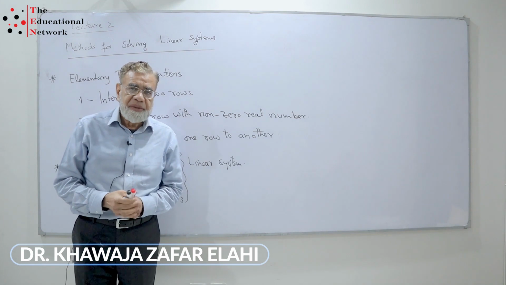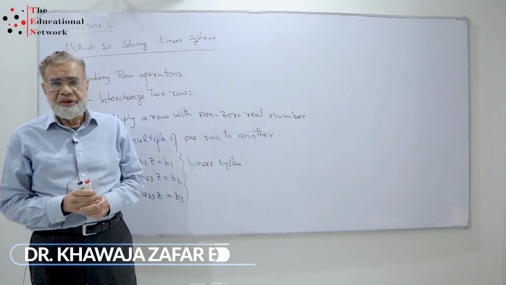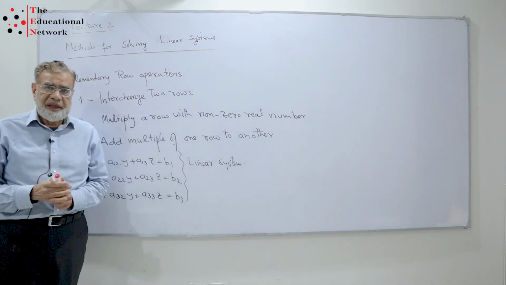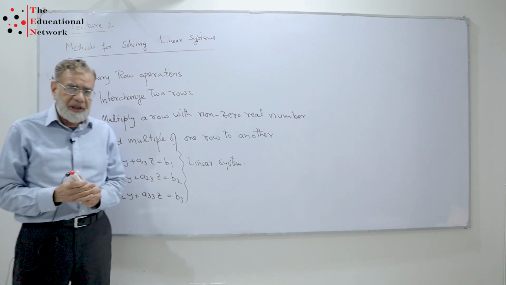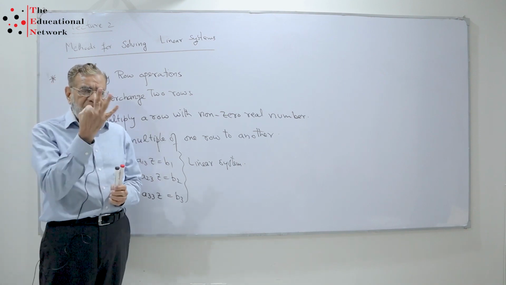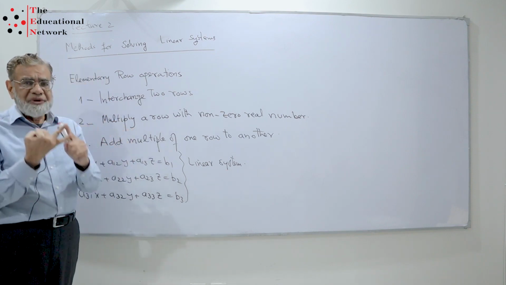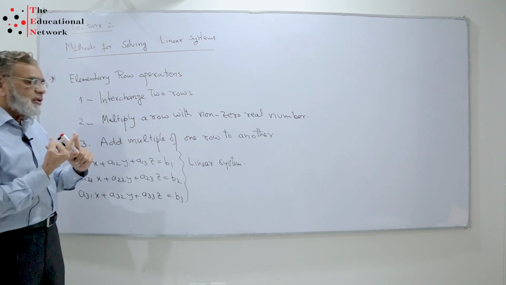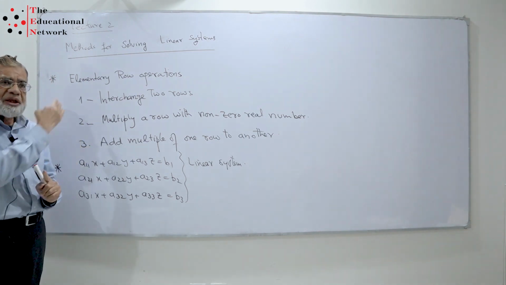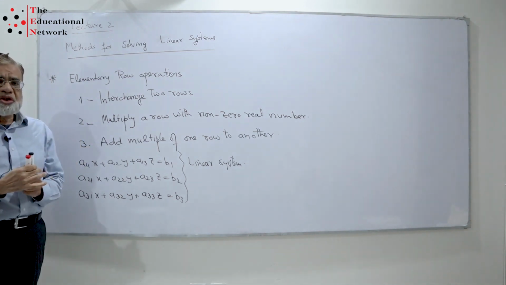Now we are going to discuss the methods for solving the system of linear equations. So we have already discussed that we use the elementary row operations for solving a system of equations, and there are three operations. Number one, we can interchange two rows. Number two, we multiply a row with a non-zero real number. Number three, we add a multiple of a row to another. These are the operations we use to solve the system of linear equations.